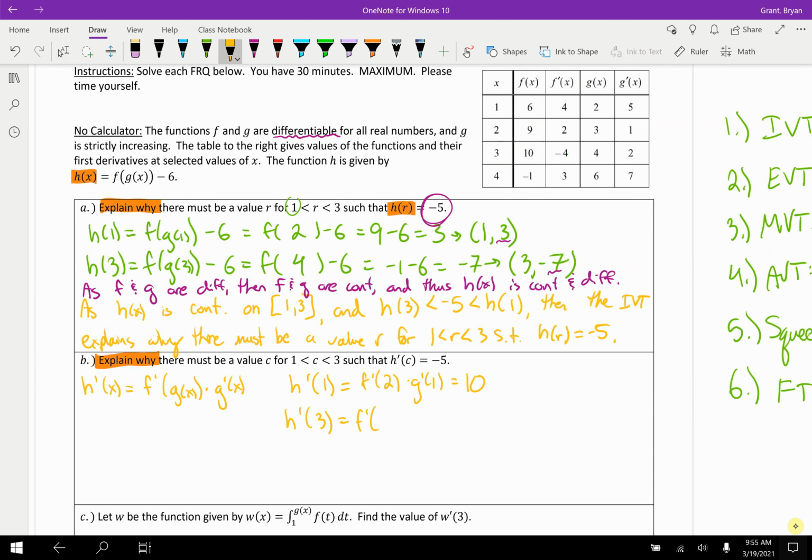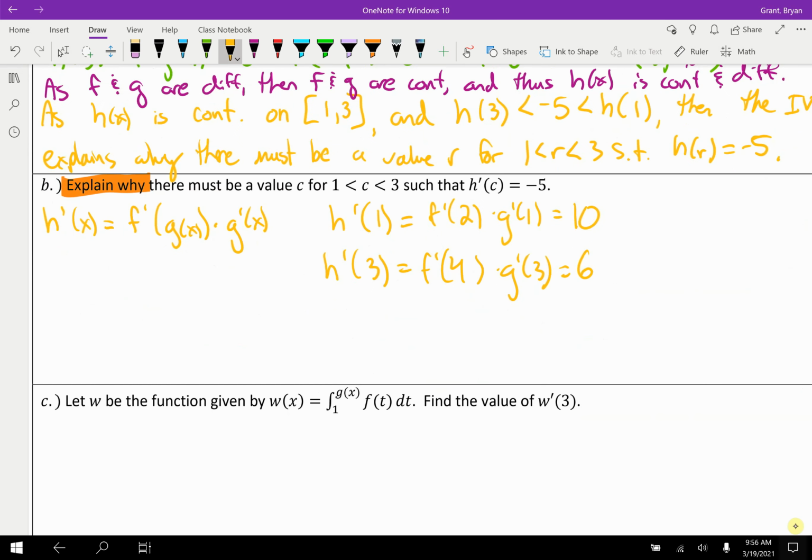So this becomes f prime of, let's see, g of 3 is 4. Let's see, f prime of 4 is 3. G prime of 3 is 2. That's 6. Okay, so they find these two. And then they look at them and go, ha! -5 isn't between those two, so we can't explain why.